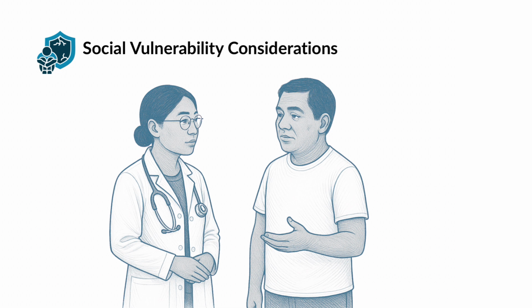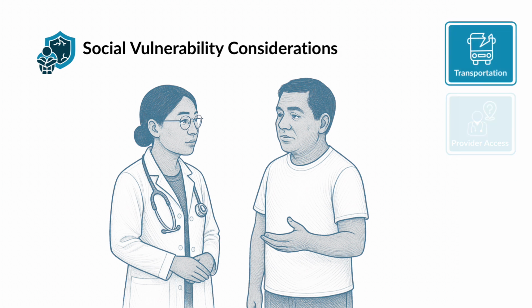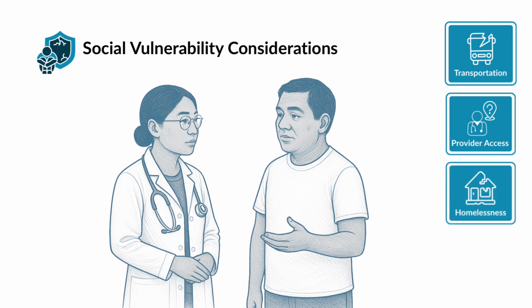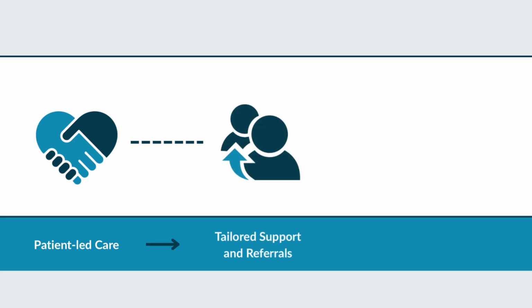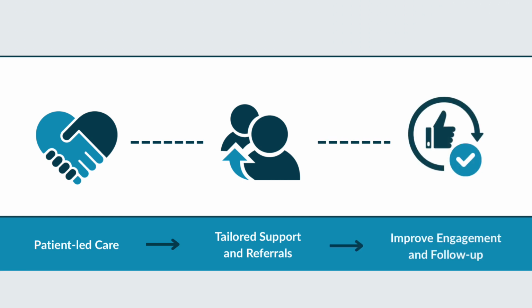For example, individuals who are in rural areas may face transportation barriers or provider availability issues. Patients experiencing homelessness or food insecurity might not view recovery as their immediate priority. Attending appointments can be extremely difficult under these particular circumstances. Meeting patients where they are, emotionally and especially practically, by offering support and referrals tailored to their current situations can strengthen engagement and improve the likelihood of follow-up.